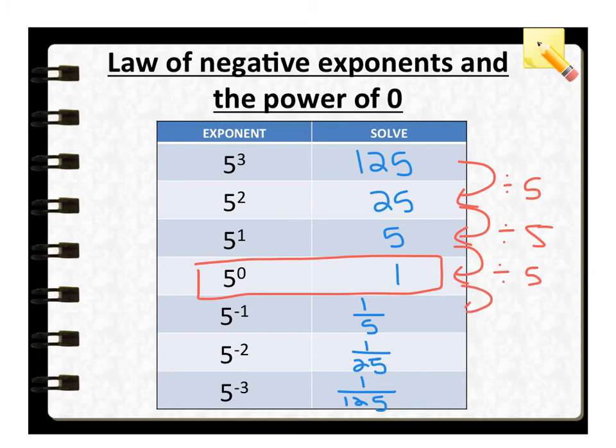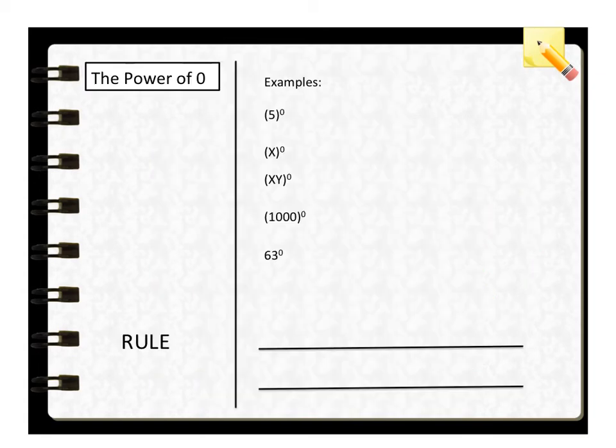I'm going to keep dividing by 5. And I get 1 over 5, which is the same as 1 over 5 to the first power. If I keep going, I get 1 over 25, which is the same as 1 over 5 to the second power. And finally, I get 1 over 5 to the third power. So it looks like our pattern is holding up. And good thing too, because the patterns we notice actually give us two laws.